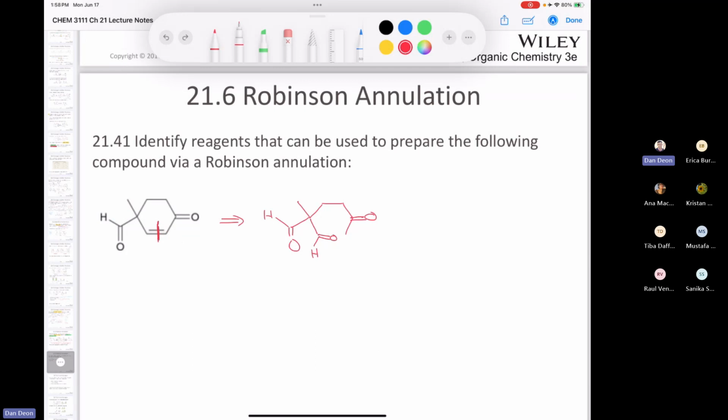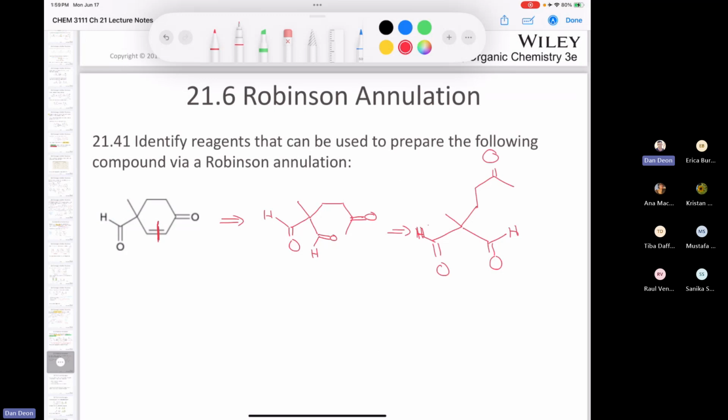So if we try to draw this a little bit prettier, and I'm just redrawing the same compound, what it's going to look like is this. So you're going to end up with this compound. And then we're going to have our methyl group over here. Then we have 1, 2, 3, 4. So there you go. That's the first disconnection. It's just for the double bond.